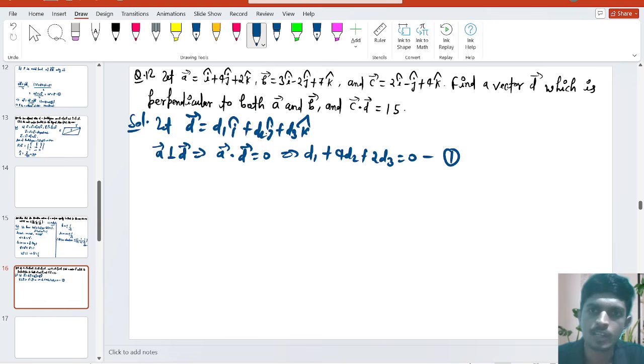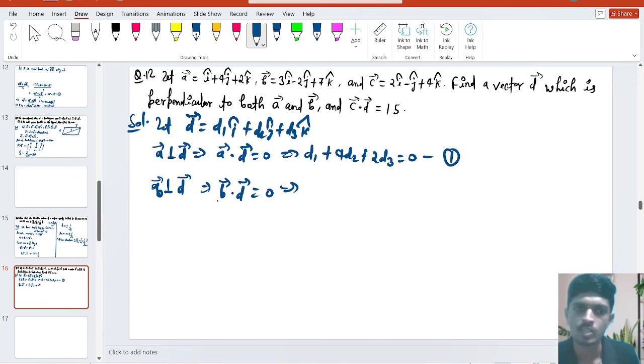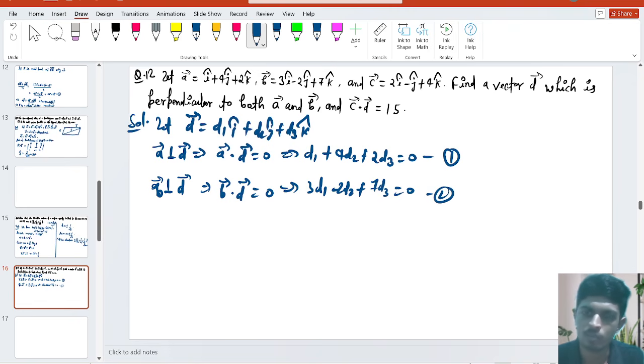Also, vector B is perpendicular to vector D, so vector B dot vector D is also equal to 0. This is the perpendicularity condition of two vectors. Taking the dot product, 3 into D1, so 3D1, minus 2 D2, plus 7 D3 is equal to 0. Let this be equation number 2.